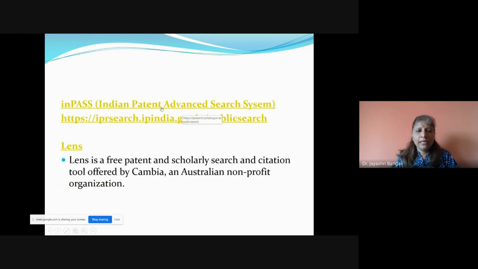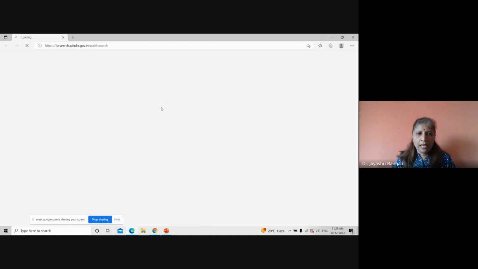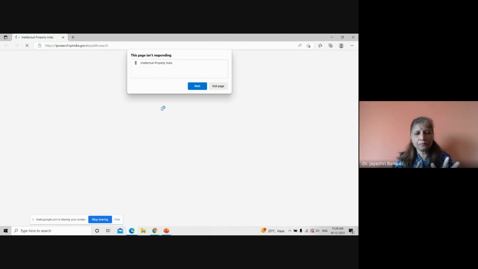So this is the site, InPASS. If you click on the link, you will go to the IP India site, and here you can search granted patents by the IPO office. You can search by name, by subject, by other classification. There are a number of search options given on the site. Just wait, it is not opening. Just give a second so that the site will open.